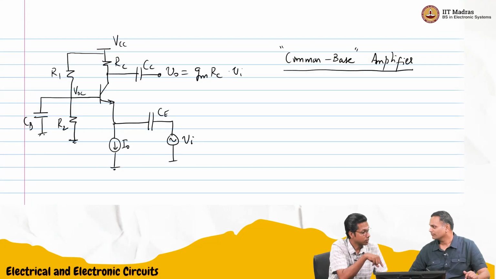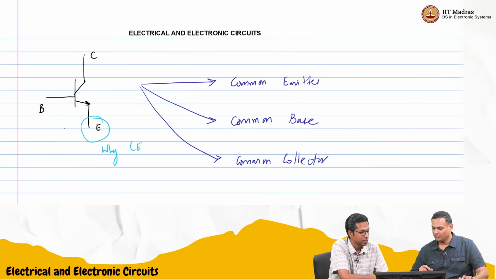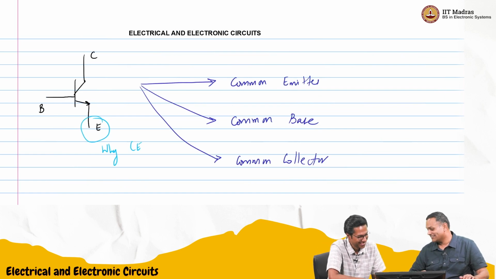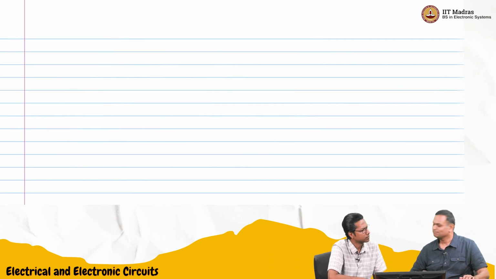Then we should see the other configuration also. That's true, because one more terminal is pending. Yeah, that is your common collector. Shall we look at that now? Okay.